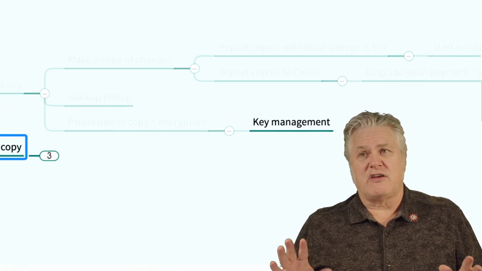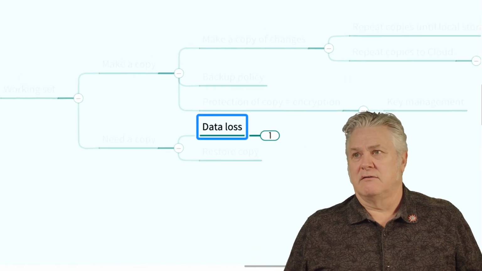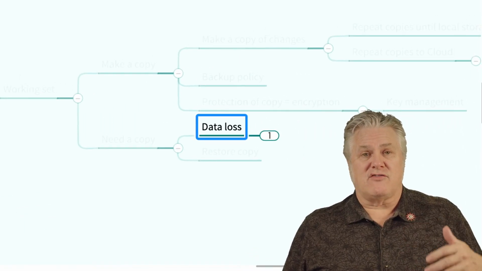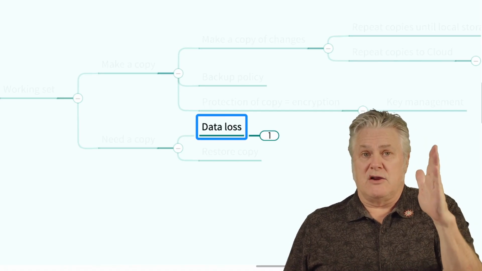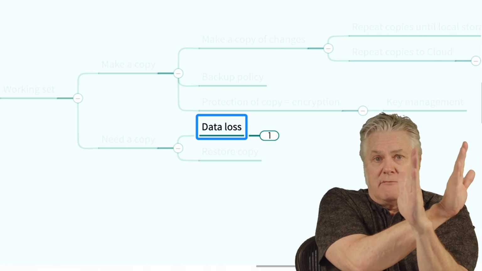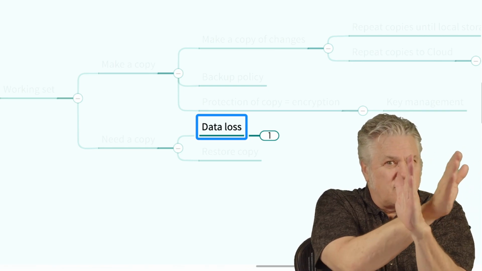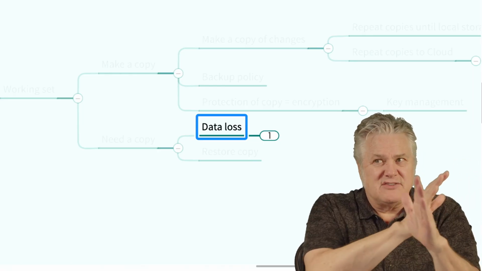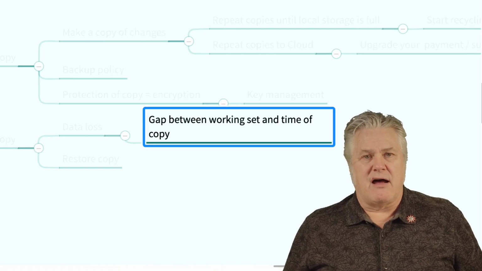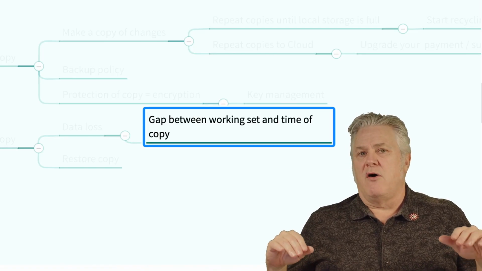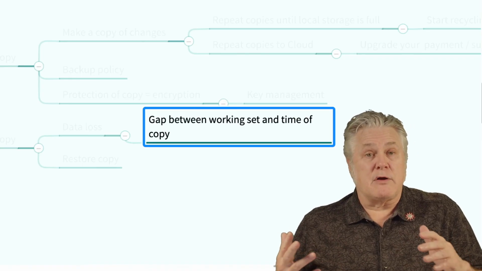Now let's switch gears here and talk about needing a copy, okay? Some sort of data loss happens, and you recognize that. So we've got this working copy right here, and right before that, we made a copy. How close to the changes are there? What are the deltas in there? There's going to be a gap between the working set and the time of the copy. And some people say, okay, well, we can't have too big of a gap. That will define your recovery point objective.